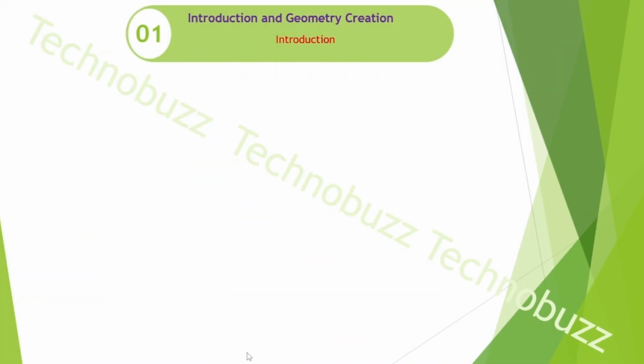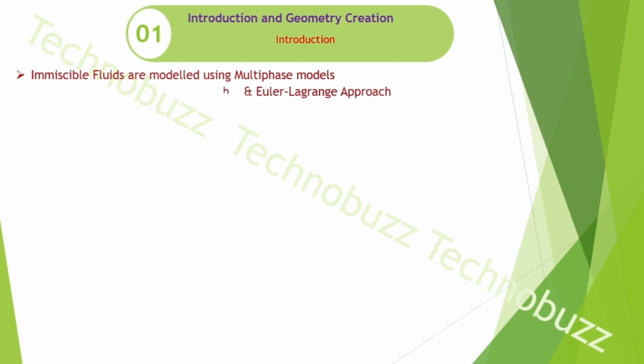Let us dwell briefly on multiphase modeling. Generally, immiscible fluids are modeled using multiphase models. Fluids that are completely insoluble in each other, such as water and kerosene, water and oil, etc., are immiscible fluids.